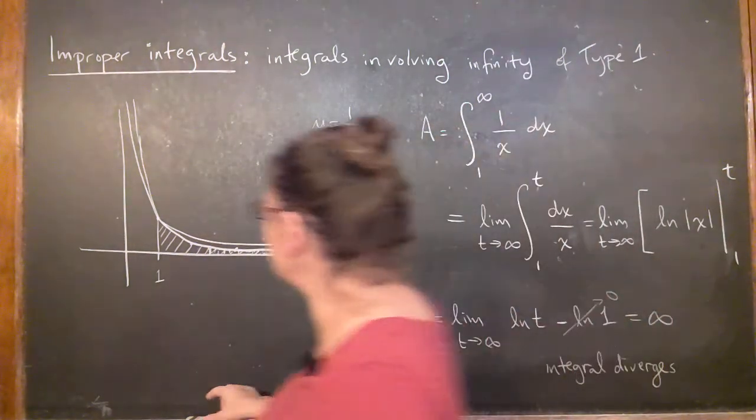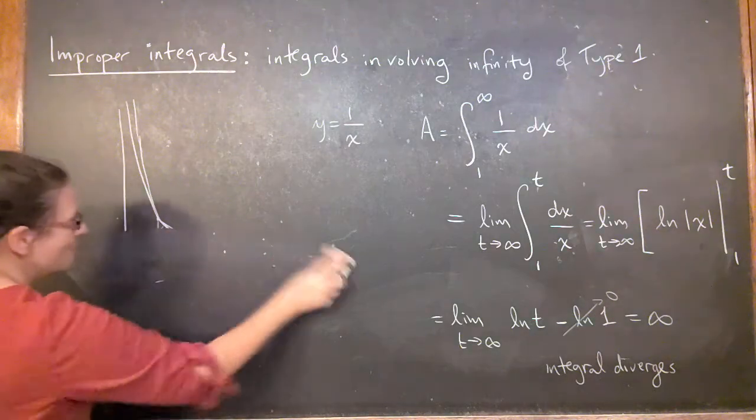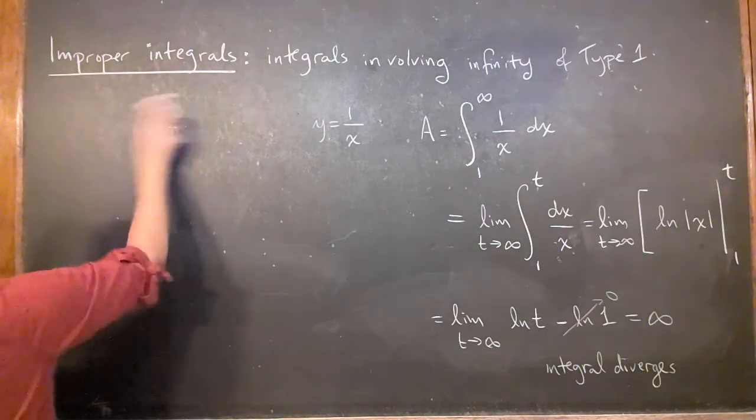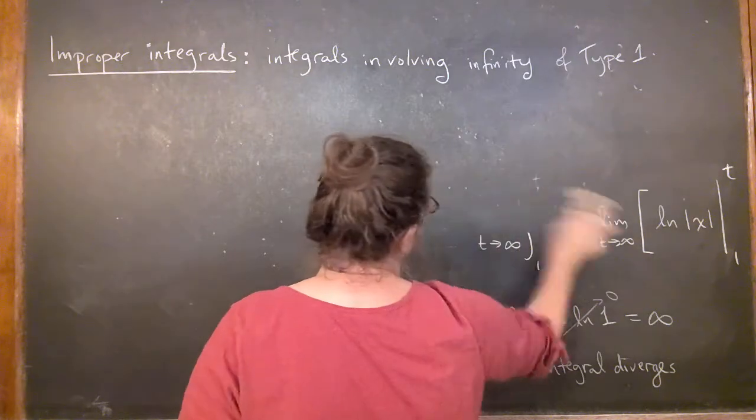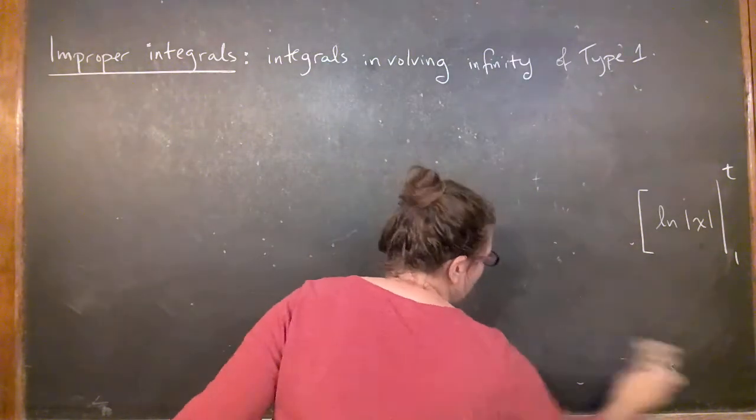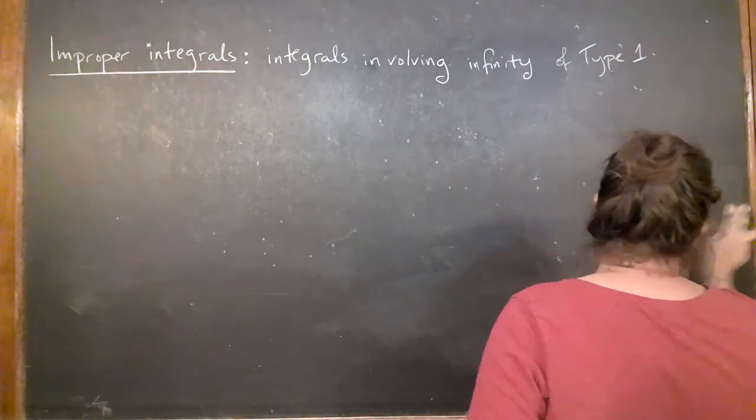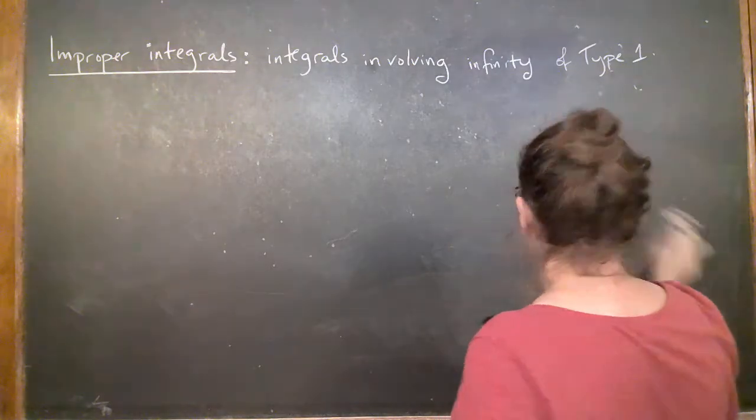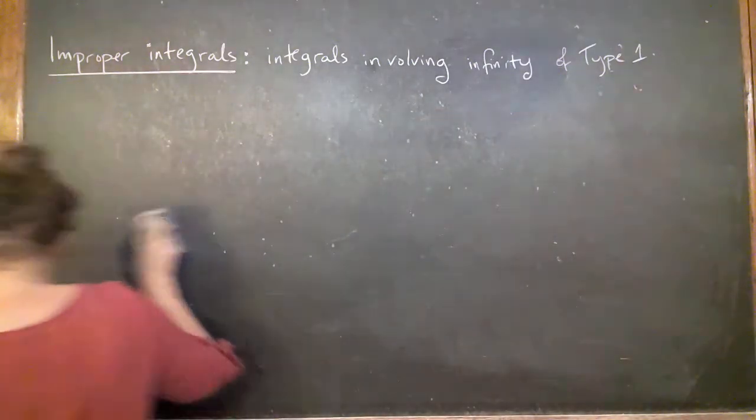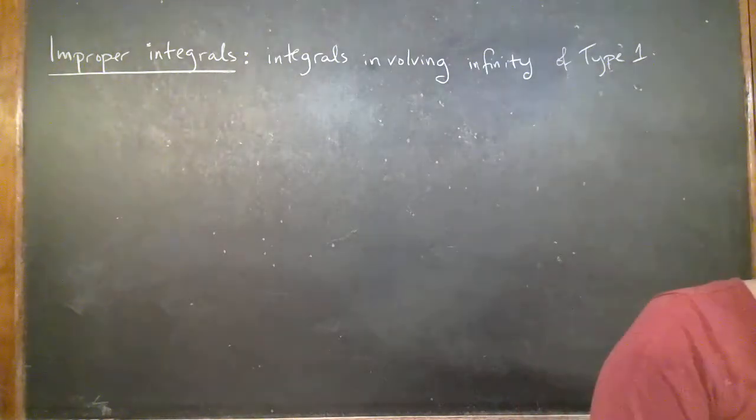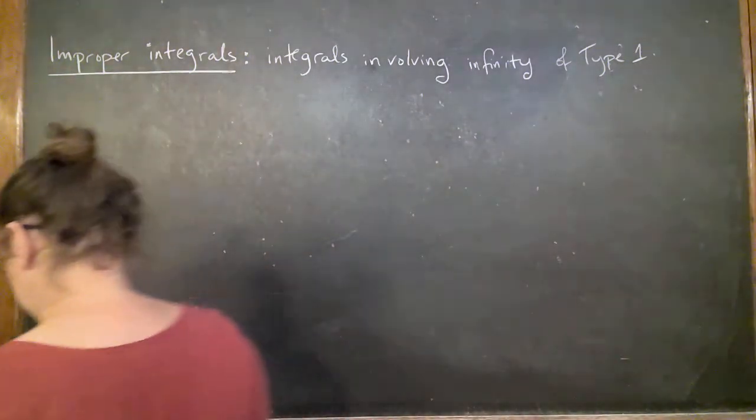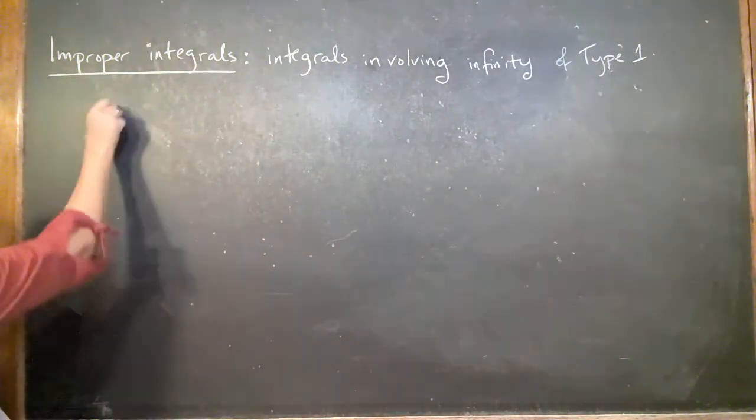Okay. There's actually a lot in this chapter. There's type 1 and there's type 2. Type 2 has an infinity coming from the integrand. So there's a bit to do, but for this video, we're going to focus on these type 1 kind of integrals.